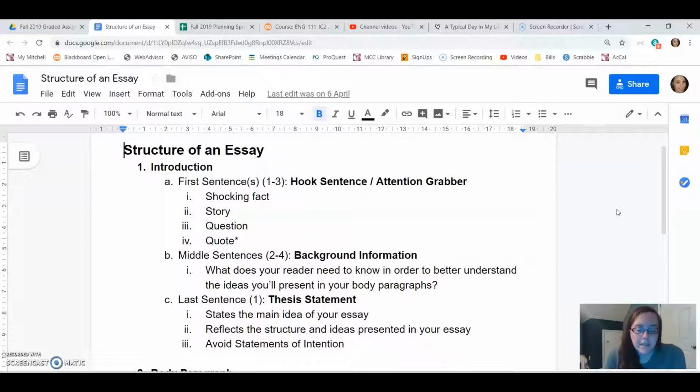A thesis statement that would be effective for this essay in particular, the day in the life of me, would say something like, "A typical day in my life consists of waking up early, being in school for 12 hours, and ending with watching movies every day," or something like that, right? So you just get to the point, you're saying the main idea of your essay, and I should be able to read your thesis statement and know kind of exactly what your body paragraphs are going to be about.